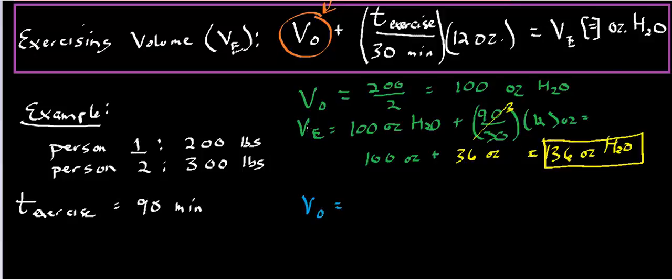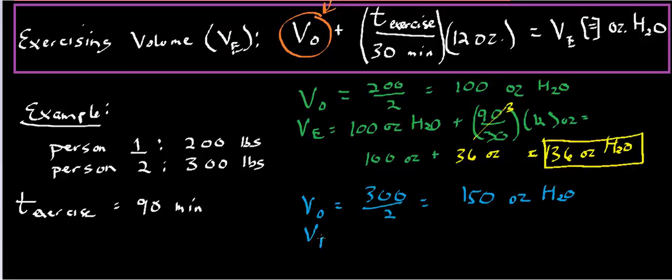Okay, the sedentary volume of water I would need to drink, I'm going to take the weight, 300 pounds, and divide by 2. So that means the volume of water without any exercise is actually quite a bit more than it was for the sedentary volume for person 1. It's actually 150 ounces of water.